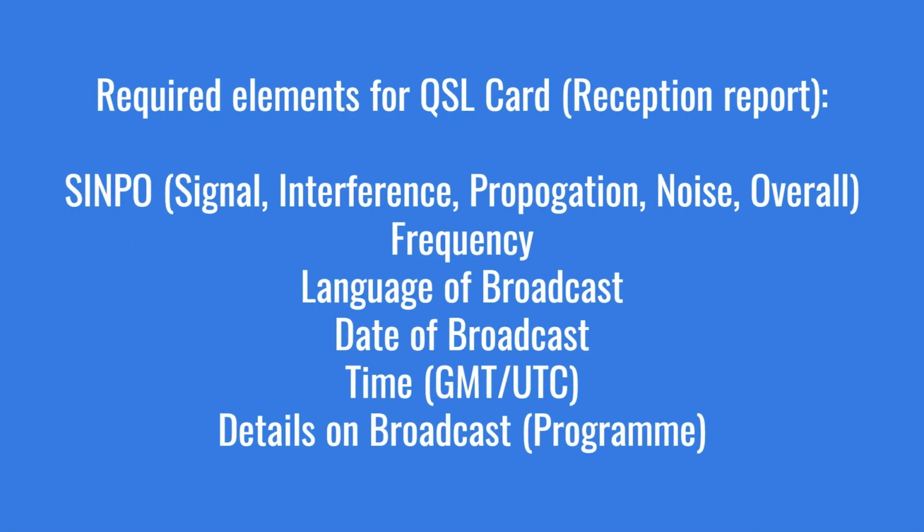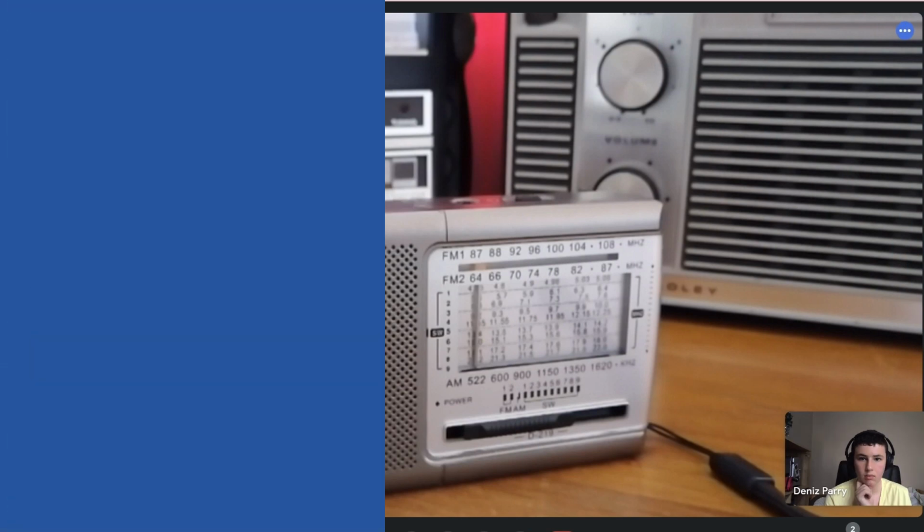You give them some information about what you heard, because that's how they know that you actually heard the signal. So to receive a QSL card, usually you need to send them an email with information about the frequency that you listen to, about the time, and then some information about the content of the program that you heard, and then some information about the signal quality. They appreciate that also.